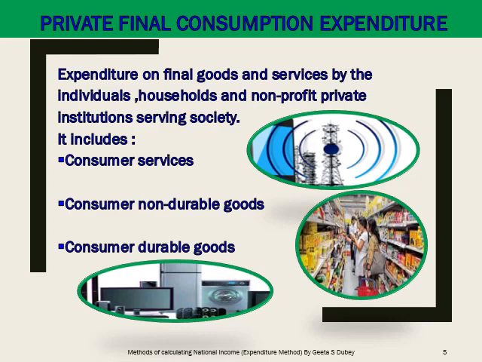Let's take up the first category of expenditure, that is private final consumption expenditure. This category of expenditure measures the market value of goods and services purchased by households and non-profit institutions serving households during an accounting year. It consists of consumer services, consumer non-durable goods, as you can see on the screen, and the consumer durable goods like refrigerators, television sets, etc.